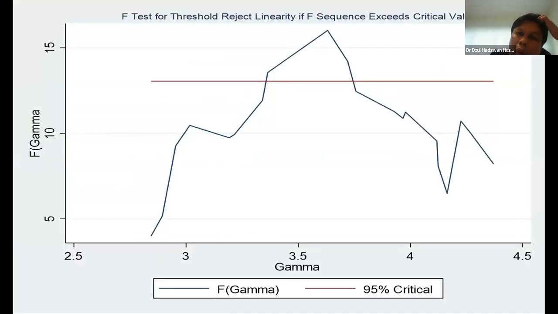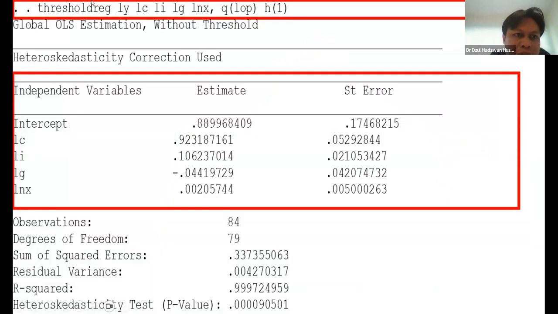Okay, next, once we are confident or have statistical support to say that our model should be treated as nonlinear, in this case threshold, then we can regress. This is the command to regress. ly is the dependent variable, followed by the independent variables, and then q is the code for the threshold variable, and h1 stands for how many thresholds we want to apply. In this case, there's only one.